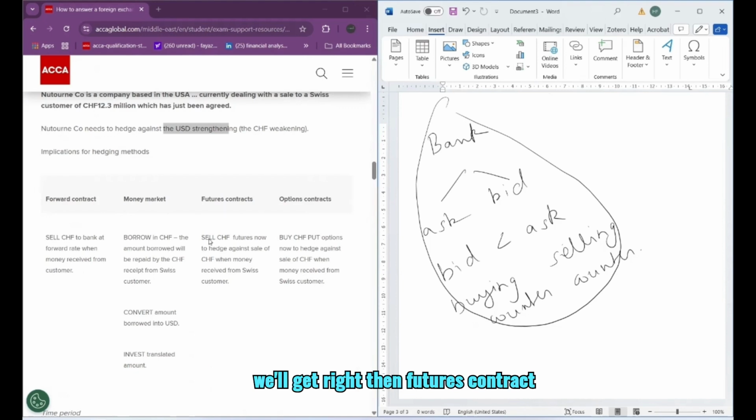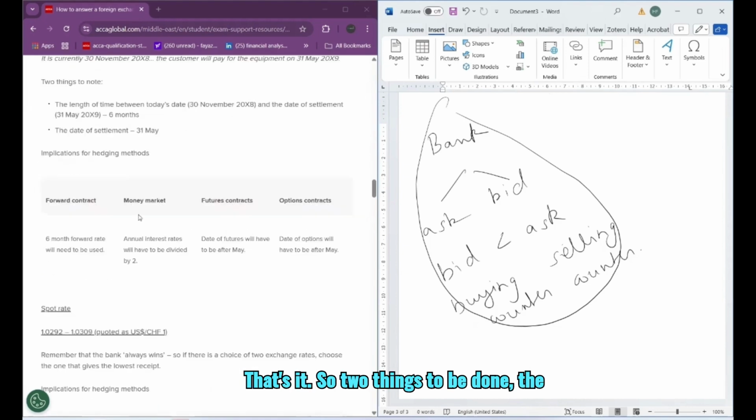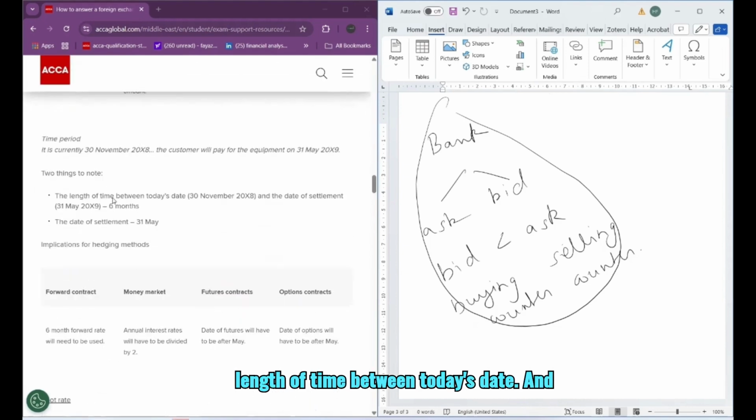Right. Then futures contract: sell CHF futures now to hedge against the sale of CHF when money is received from the Swiss customer. We want to sell the CHF, basically, and buy a CHF put. Put options means selling the underlying contracts, that is selling the underlying CHF. That's it. So two things to be done: the length of time between today's date and the date of settlement, 6 months, the date of settlement, 31 May.